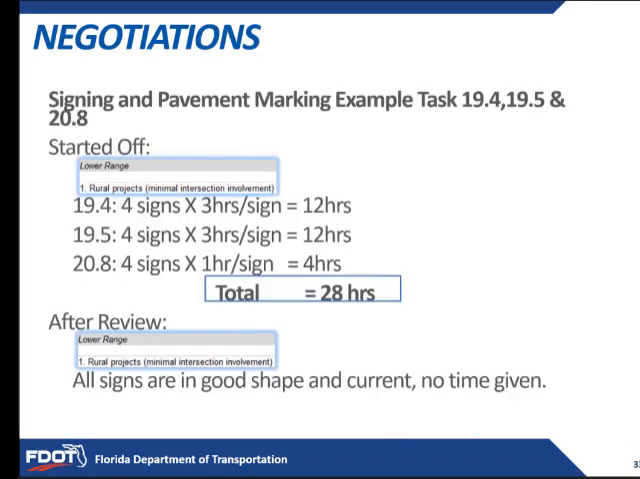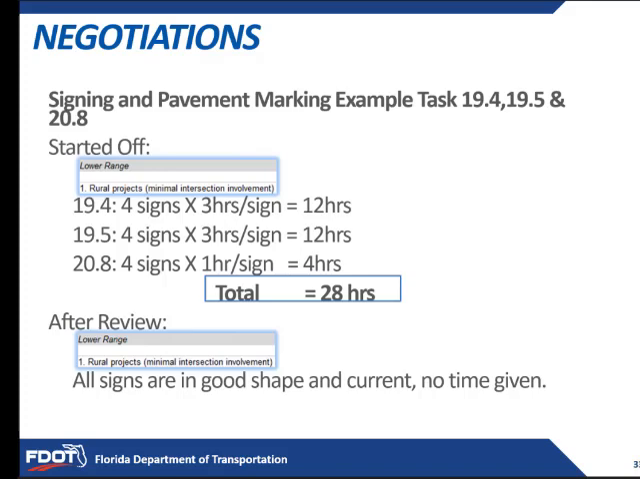Similar to the resurfacing example, we started off with a need for the items 19.4, 19.5, and 20.8. And then after the review, we realized the signs are in good shape, they're current, they're up to date, and there's no time that really needs to be given.